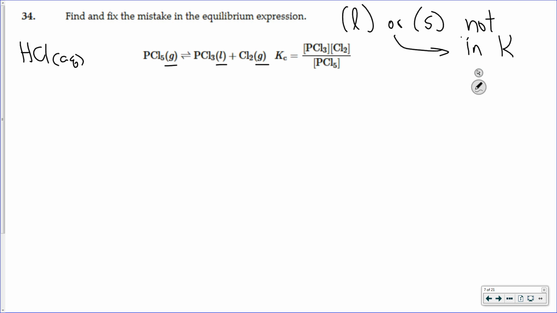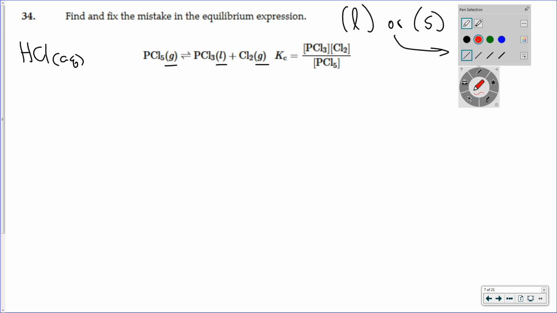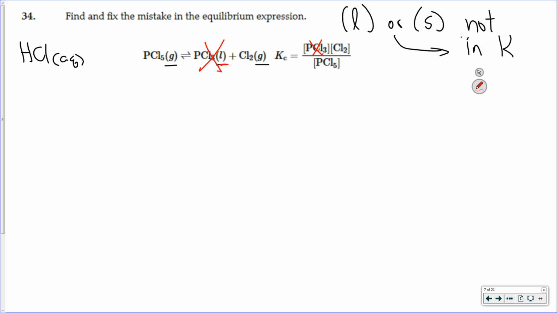All right, so our problem is the one that's in the liquid state. It doesn't appear in the expression, so we simply need to take it out. K sub C would be products, the chlorine, divided by the PCl5. So we'll remove that one, and that's what's left. Okay, that one's not bad.